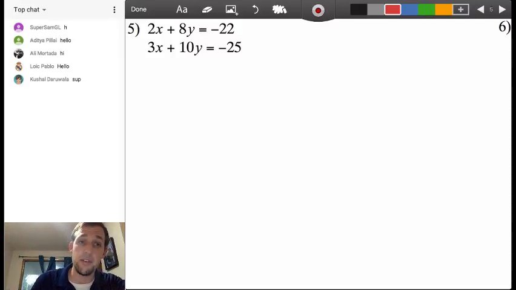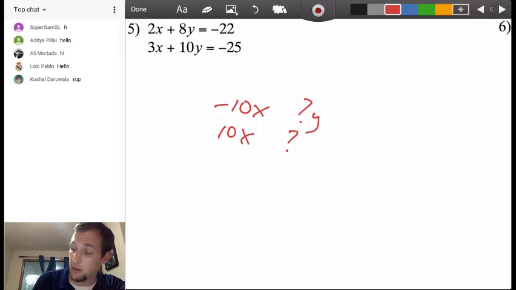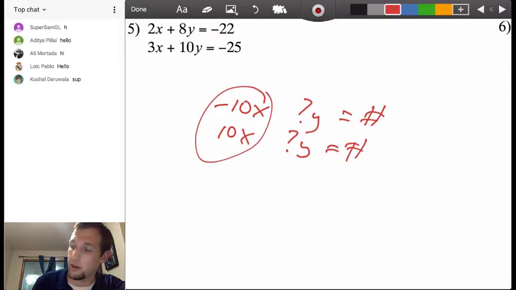For elimination, the whole idea is to get your equations to have opposites on one of your variables. So as an example, I might want a negative 10x and a positive 10x in my equations. I don't care what y is. I don't care what the number is over on the other side. I don't care about anything else. But getting this situation is kind of what we're looking for. Okay?